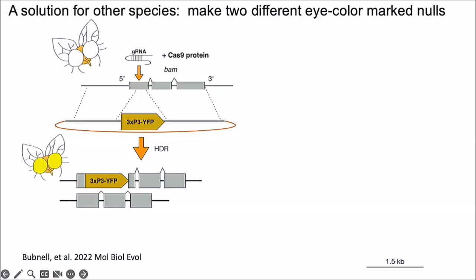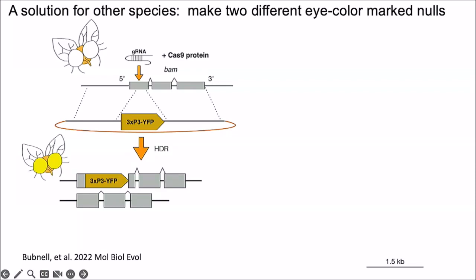So the trick we came up with, and this was led by Jackie Bubnell, who's now a postdoc in the group, was to insert a disruption, a 3xP3 YFP, or as we'll see another fluorescent protein, in the first exon, that also introduced a stop codon. And in this way, we then had a stock that we could maintain as a heterozygous stock, and that was fluorescent, these yellow fluorescent eyes.